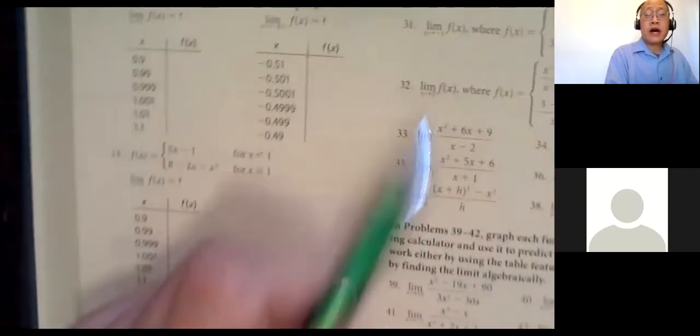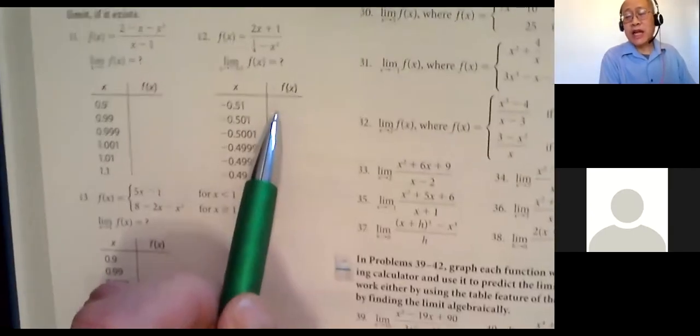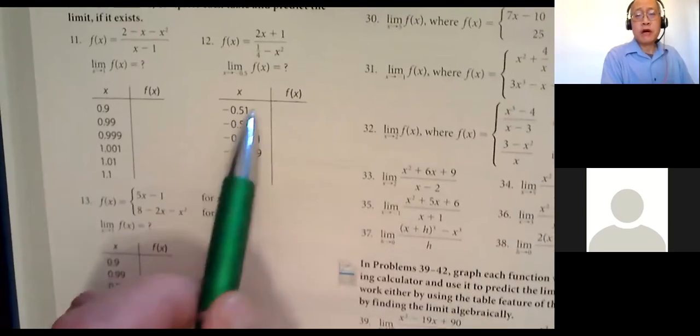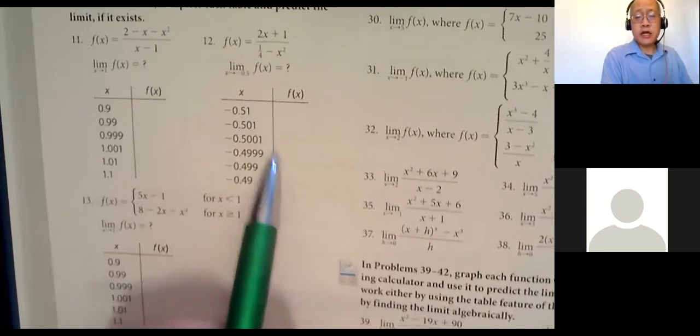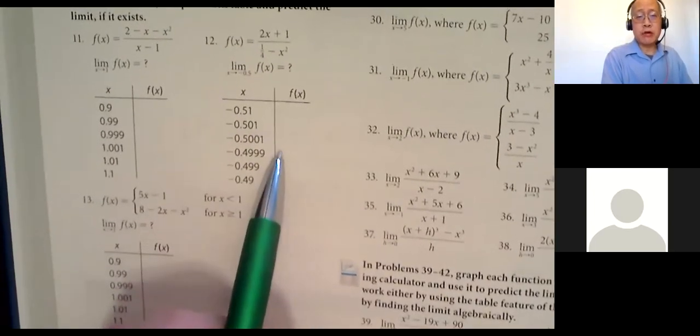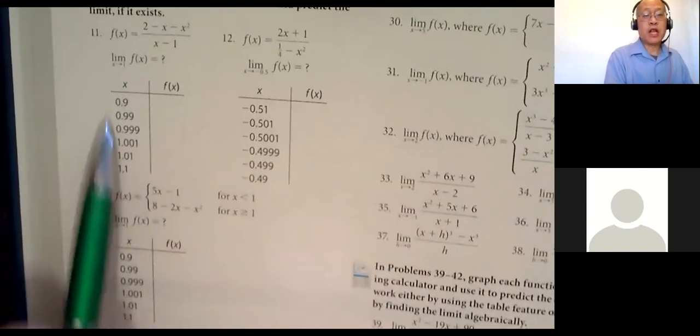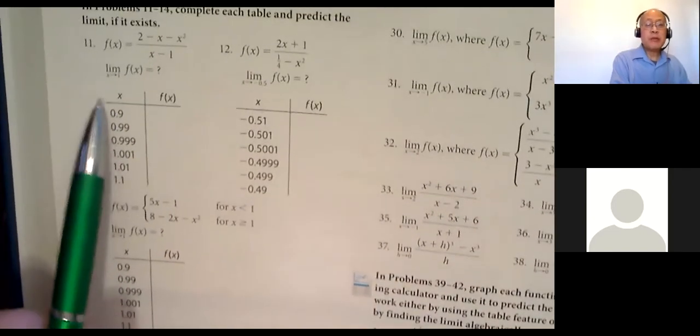So I plug these in. I'm not going to waste class time to do that, but I've done it before. Plug all these in. Do they seem to approach any number? You do the same thing for 11. See what's happening over here.